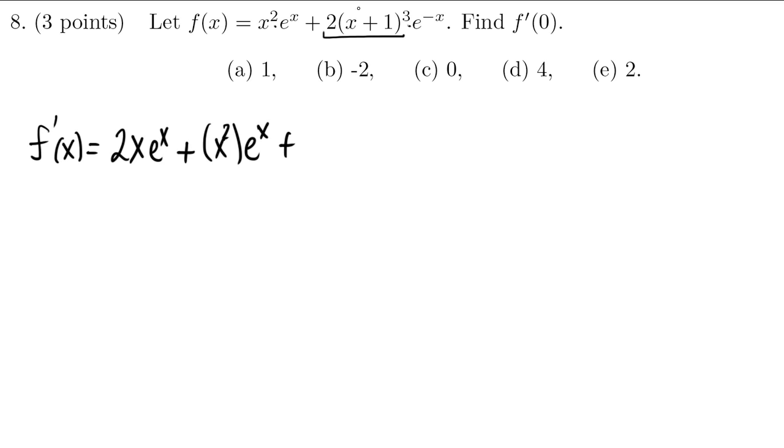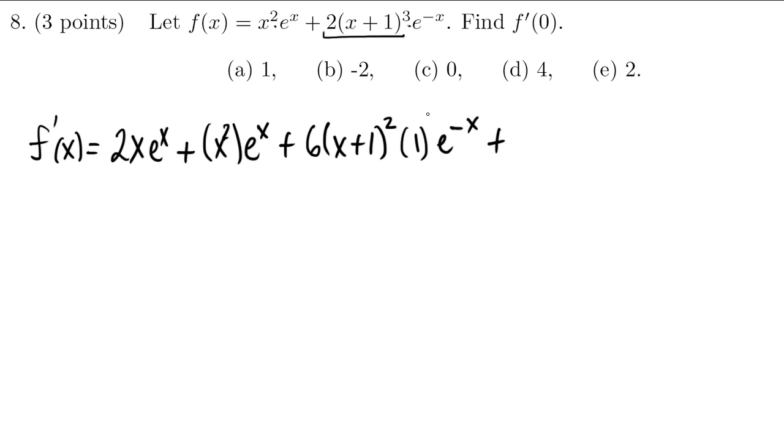The derivative of this by the chain rule, 2 times 3 is 6, x plus 1 to a power 1 less, so it's power 2 now, times the derivative of the inside, which is just, the derivative of x plus 1 is just 1. So I don't even really have to write it, but I will anyway. And then I leave the second factor alone.